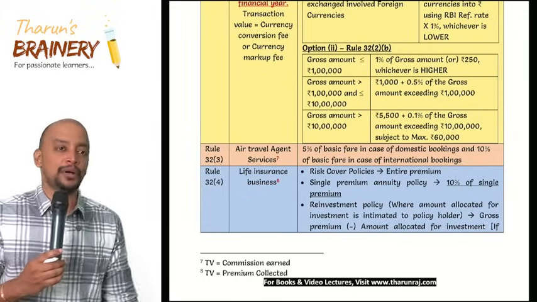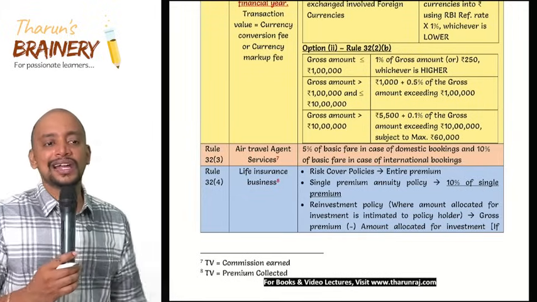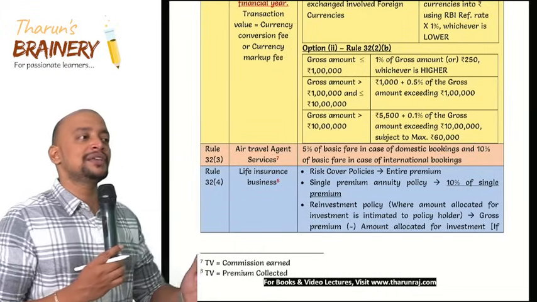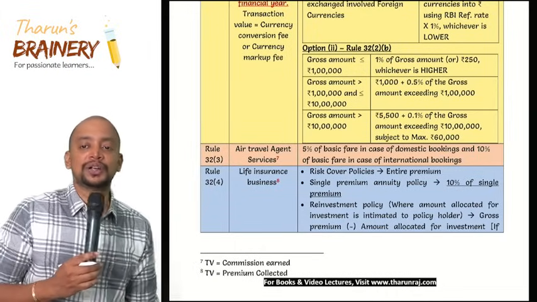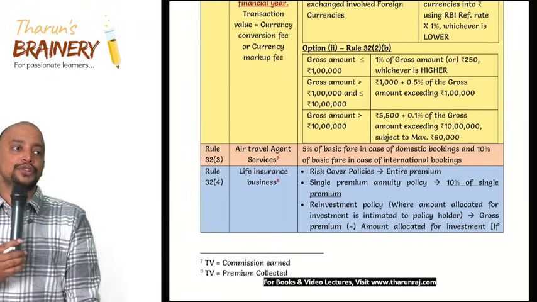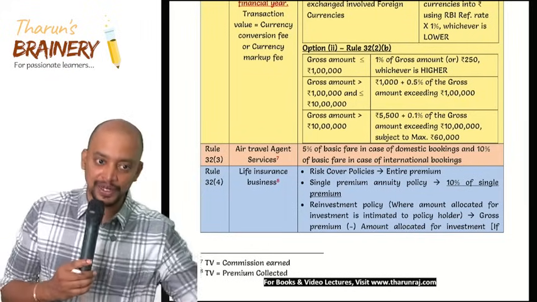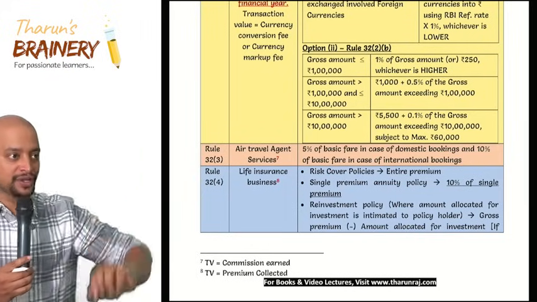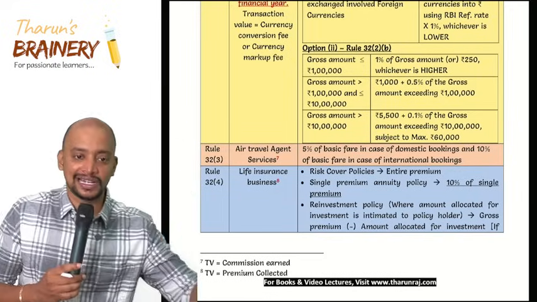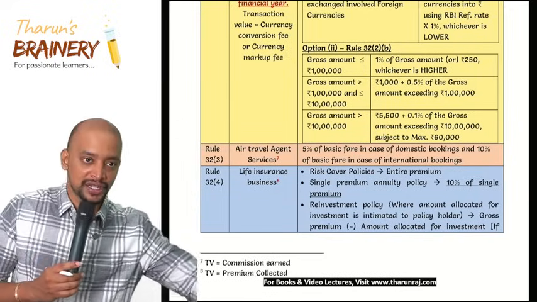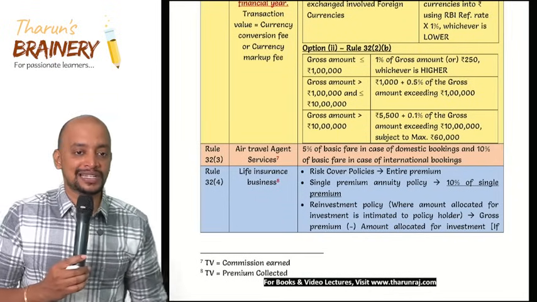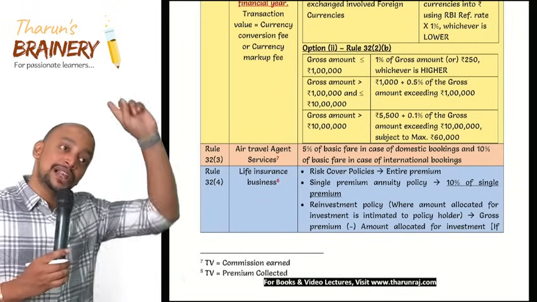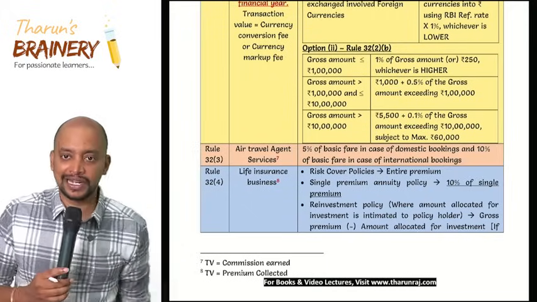Suppose the amount is 3 lakhs. It comes in the second slab. For the first 1 lakh, it is 1000. Then for the remaining 2 lakhs, we multiply by 0.5%. So 2 lakhs into 0.5% is 1000 rupees. So 1000 plus 1000, 2000 will be taken. Suppose it is 8 lakhs: for 1 lakh it will be 1000, and the remaining is 7 lakhs. 7 lakhs into 0.5% is 3500, plus 1000, 4500.